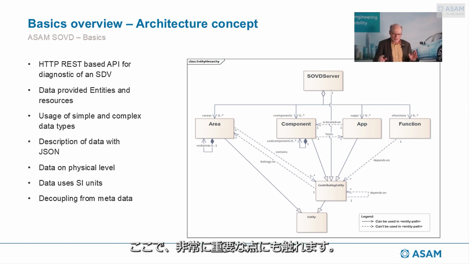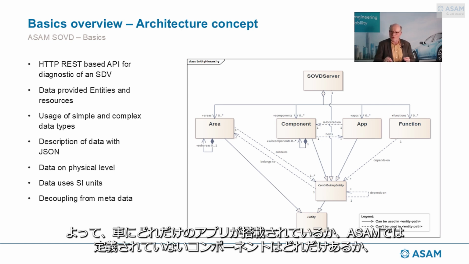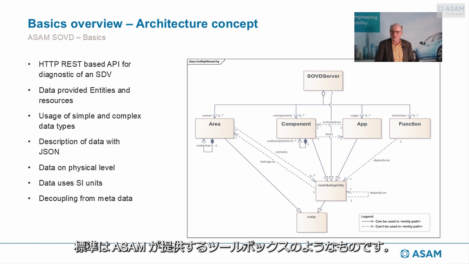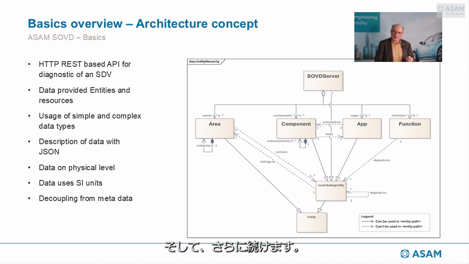And here we come also to a very important point. ASAM has defined the standard. The standard is something like a tool set. The content at the end is the responsibility of the vehicle manufacturers. So how many apps you have in your car, how many components, ASAM does not define. You define it as vehicle manufacturers. This is like a toolbox which ASAM gives you. And now we come to this.